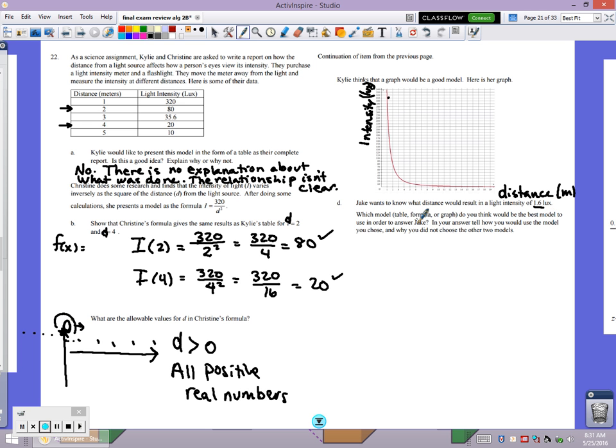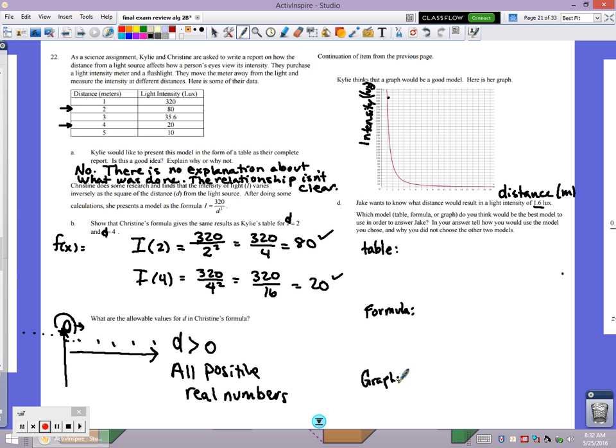Which model, the table, the formula, or the graph, do you think would be the best model to use in order to answer Jake? In your answer, tell how you would use the model you chose and why you didn't choose the other 2 models. So let's go ahead and list out the 3 different models. One option is the table. One option is the formula. And the last option was the graph.